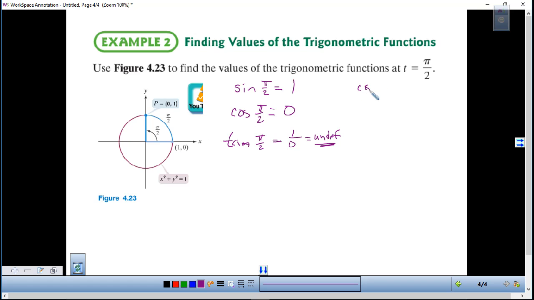Now when we do the cosecant, well, if we take this and think about it as a fraction 1 over 1 and flip it over, we still get 1. When we take the cosine and flip it over to find secant pi over 2, we think about that as a fraction and flip it over, and we're going to get 1 over 0, which also is undefined.